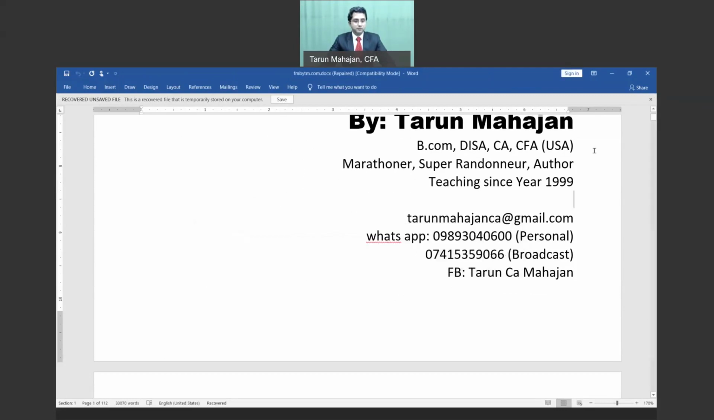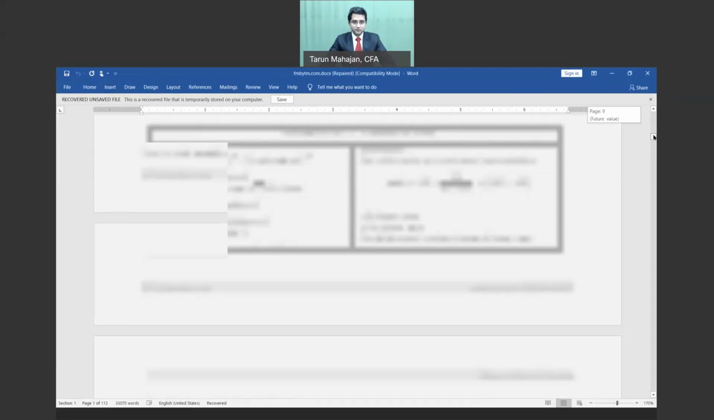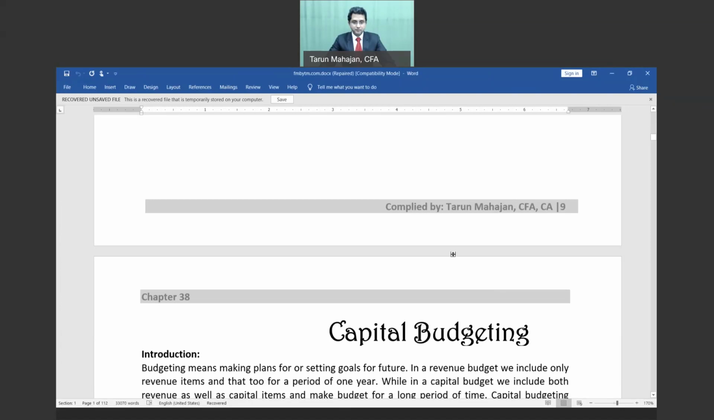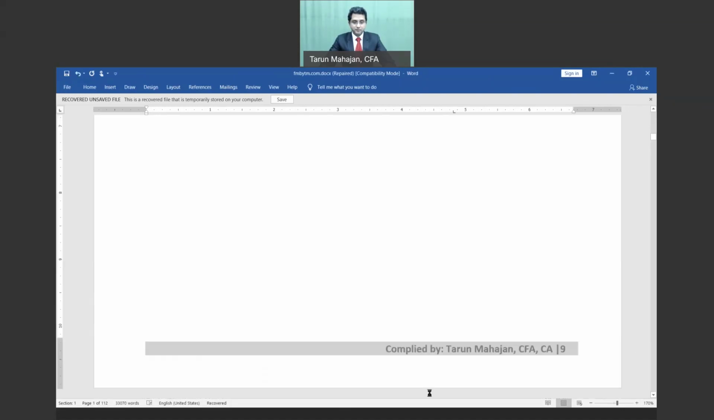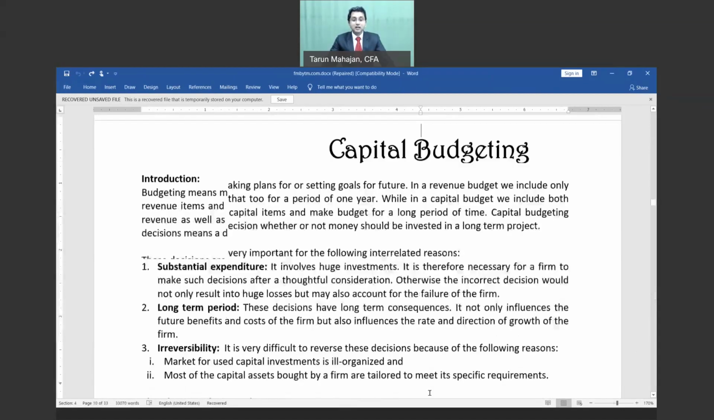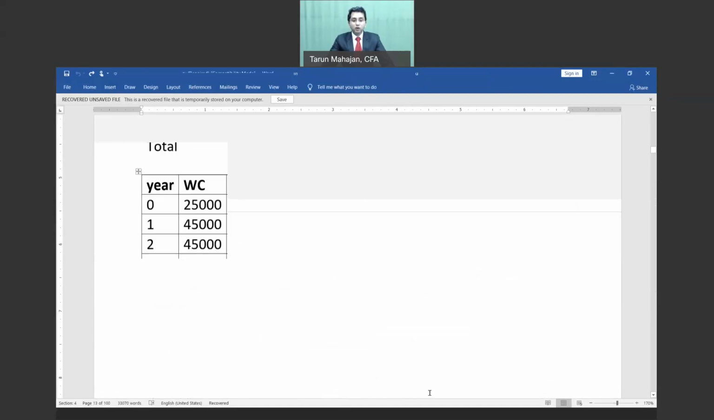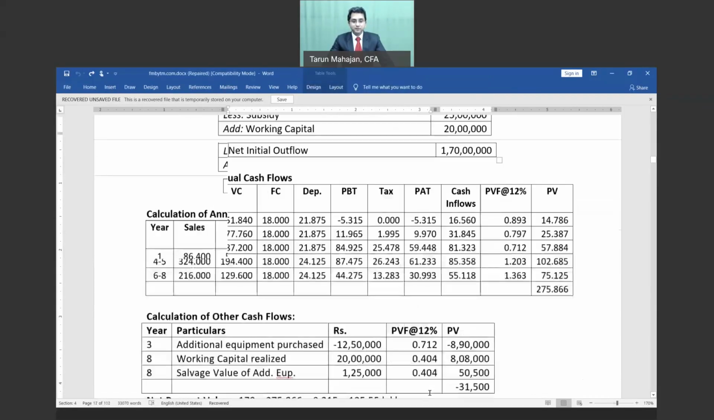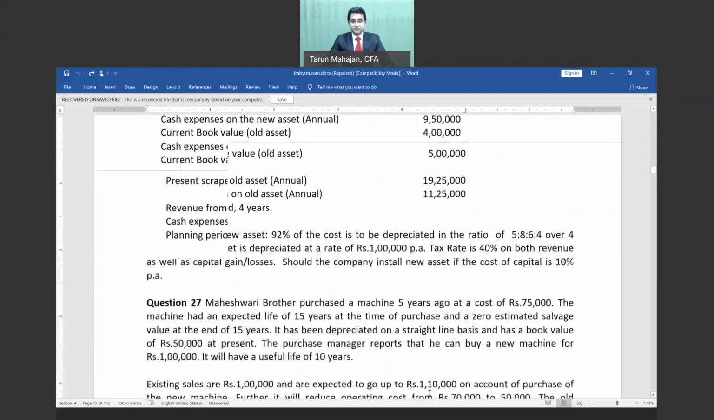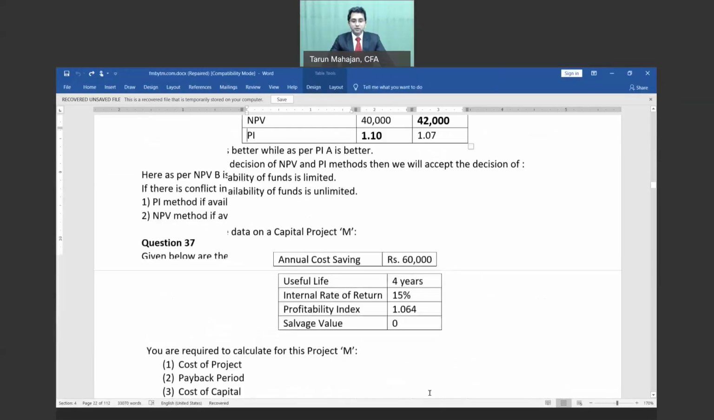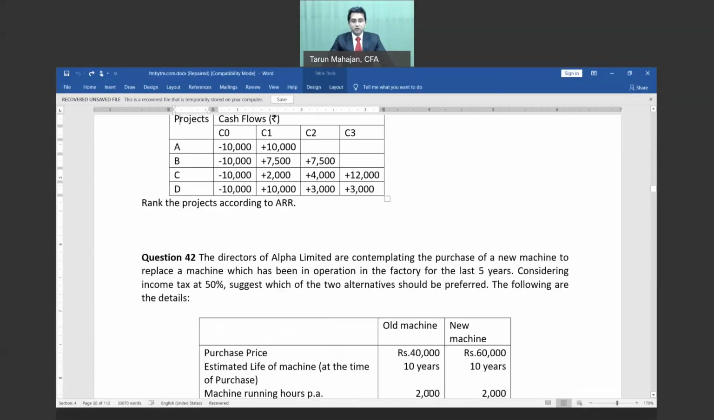Now, the next thing we are going to discuss is capital structure theories. That is the net income approach, the net operating income approach, the Modigliani and Miller approach, and the traditional approach.